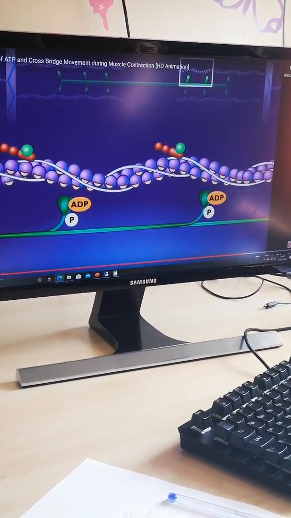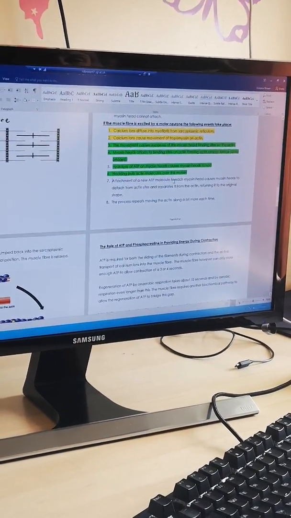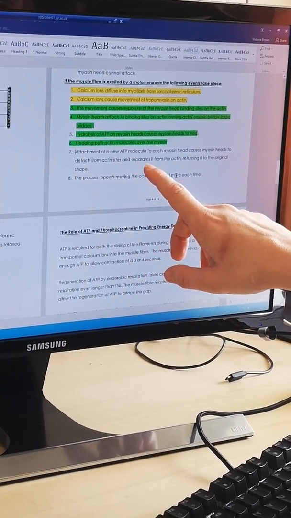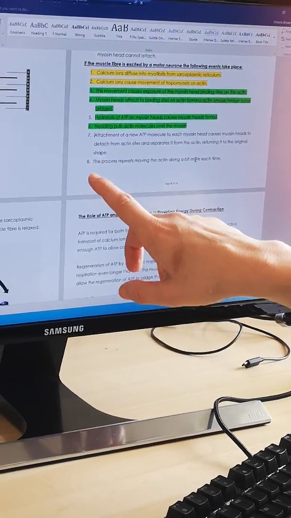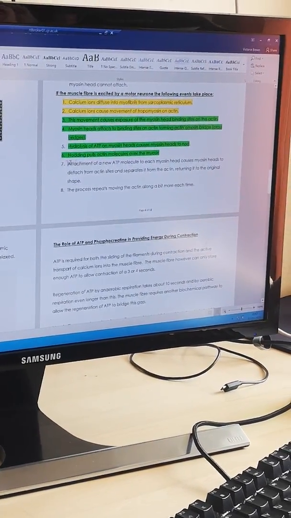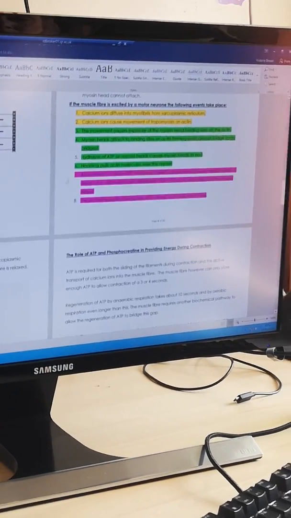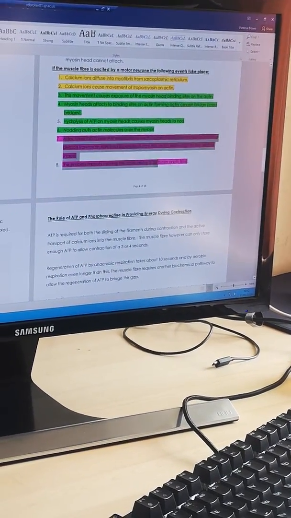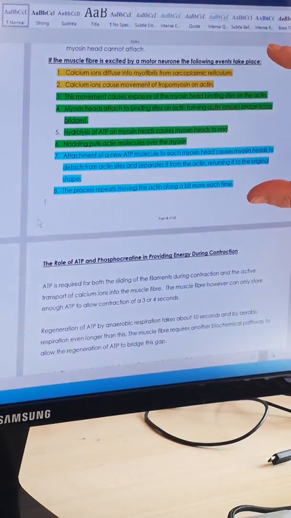Okay, so if we go back into our keynote, we've got that summarised. So the attachment of a new ATP molecule to each myosin head causes the myosin head to detach from the actin sites and separate from the actin, returning it to its original shape. This process repeats, moving the actin along a bit more each time. So we've got those set events to categorise in your head.